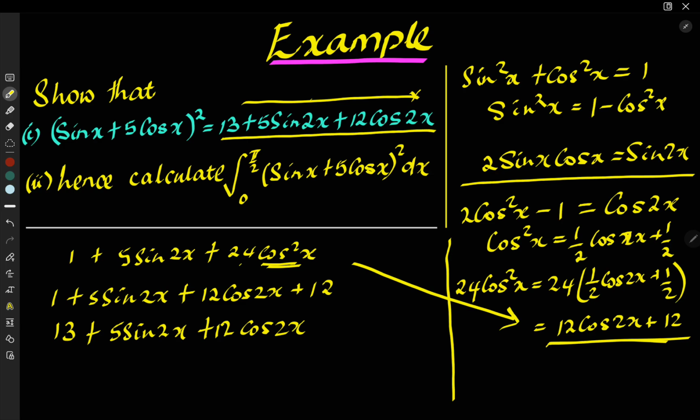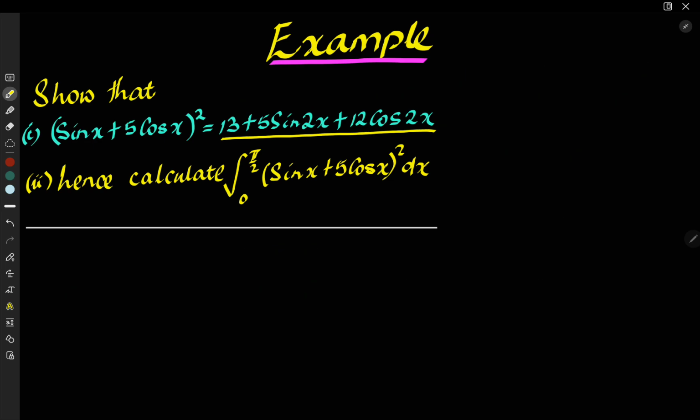Now moving on to part 2. Now in part 2, we are asked to calculate the definite integral of (sine x plus 5 cos x) squared. So the moment when they say hence in a question paper, or exam, or in a class test, then you have to know that you have to use what you have done in the previous part of the question. So in this case, you can see that (sine x plus 5 cos x) squared is exactly as that. So we do not integrate that. We integrate this because these were like previous examples that we used in the previous questions.